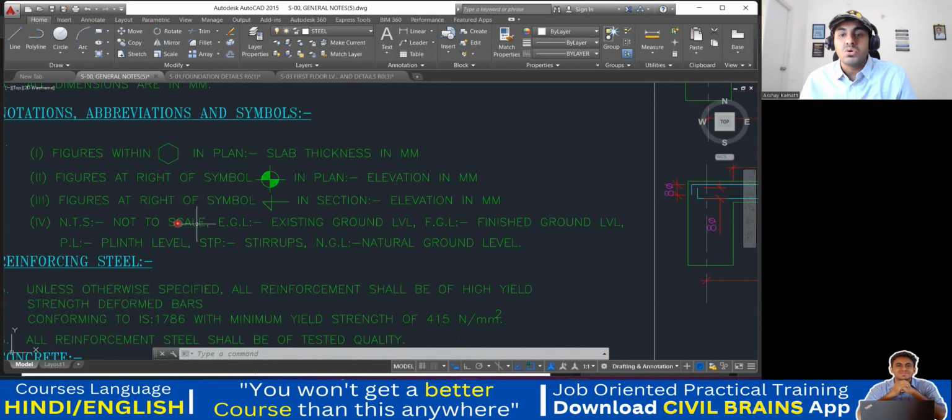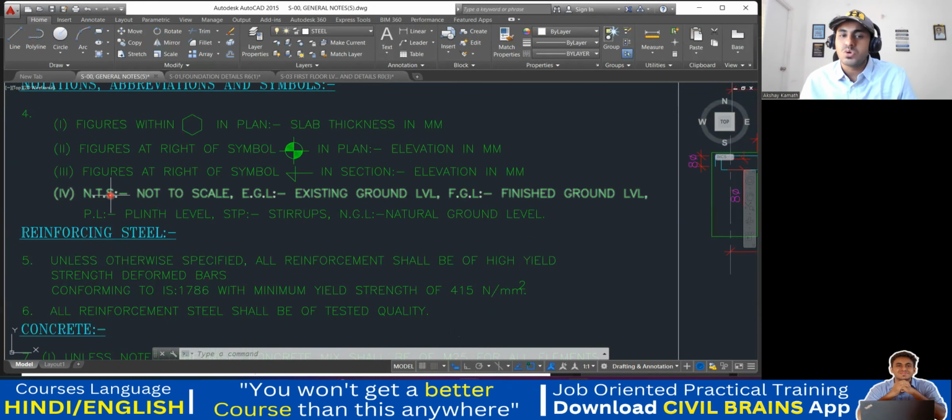Got it? Now note down these things. NTS stands for not to scale. EGL stands for existing ground level. So in the drawing, again, they'll not write out existing ground level. They will just write EGL. So it's understood that it is called existing ground level.